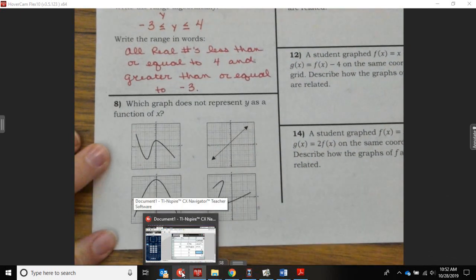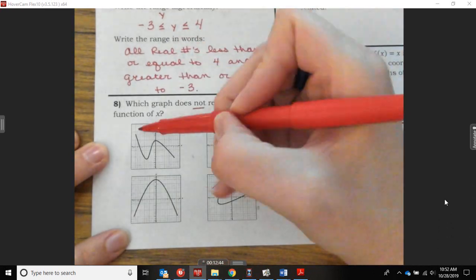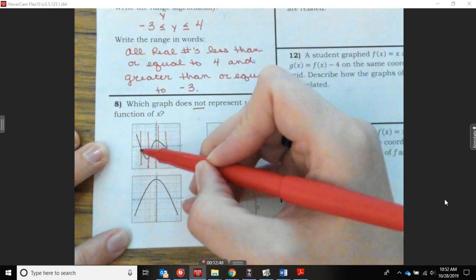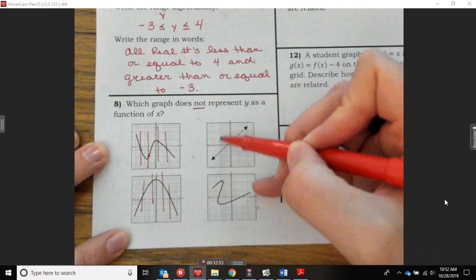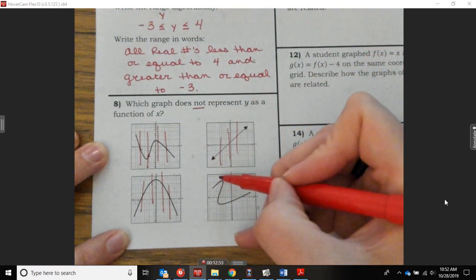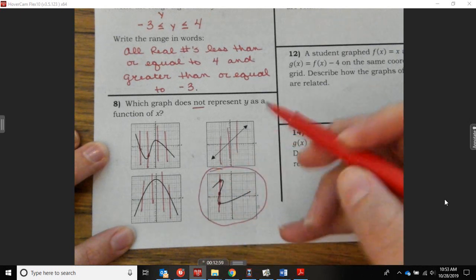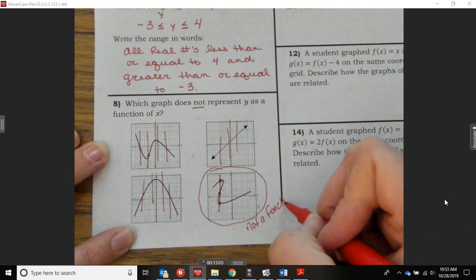Okay, number 8. Which graph does not represent y as a function of x? So just remember that you have to draw vertical lines, and if it touches only once, then it's a function. So all of these ones are functions. Then when we get to this last one, we touch 1, 2, 3 times, so this is not a function. It does not pass the vertical line test.